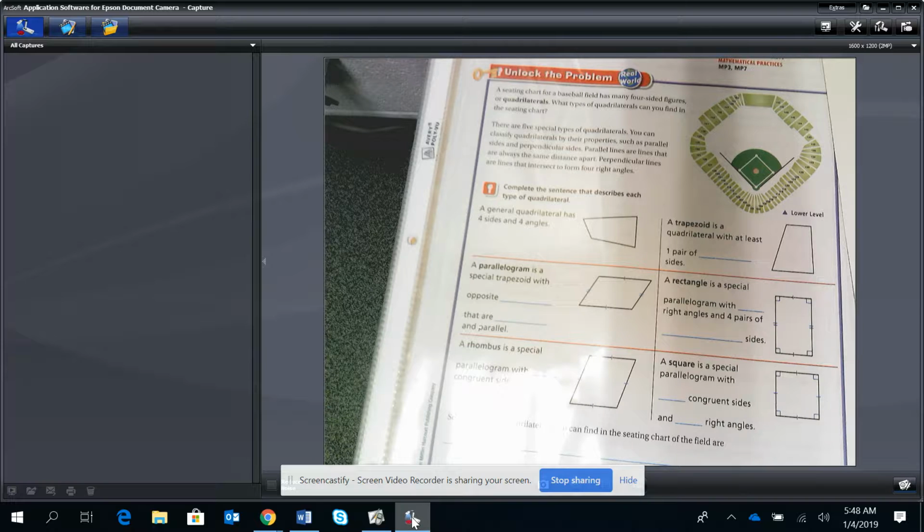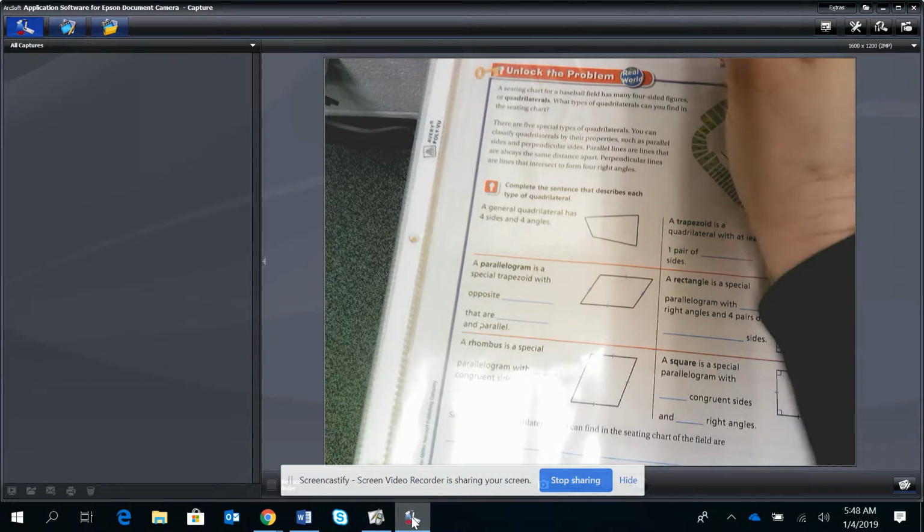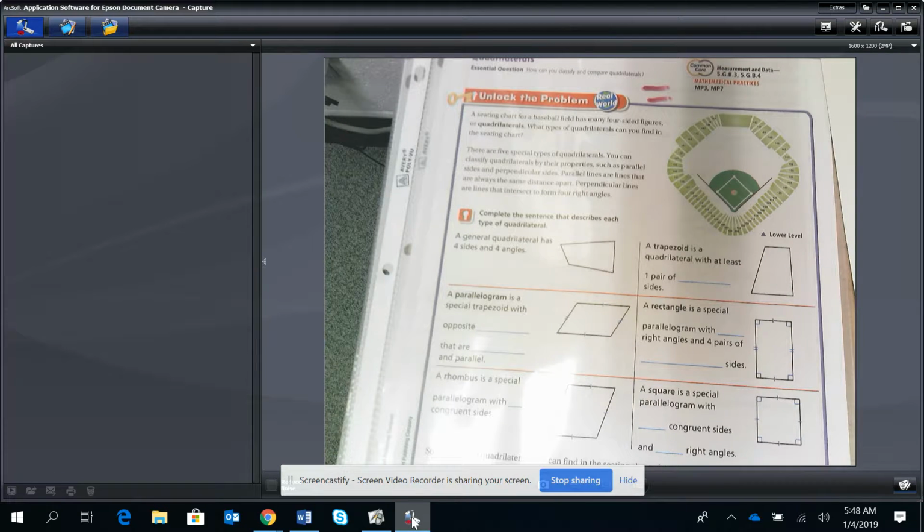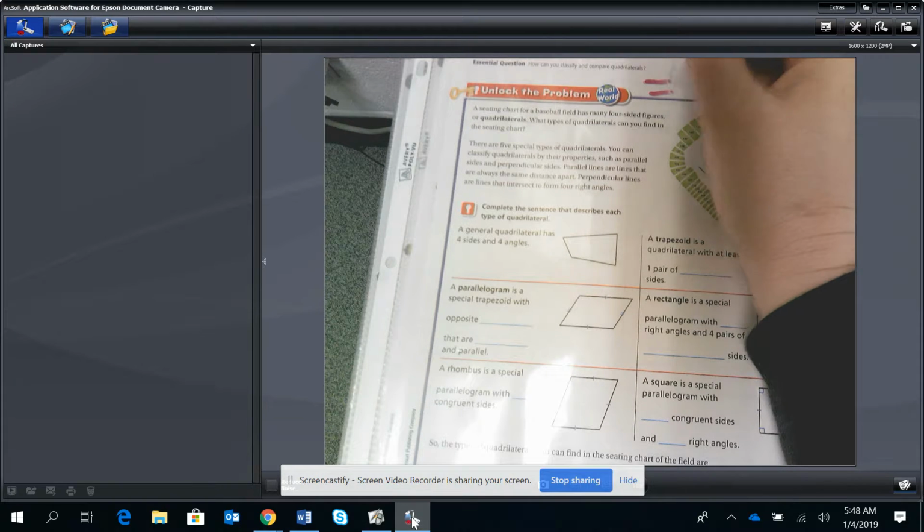Some are parallel sides and perpendicular sides. So parallel means when two lines are across from each other with the exact same distance between them. Parallel lines can go whatever way as long as the same distance is in between them.